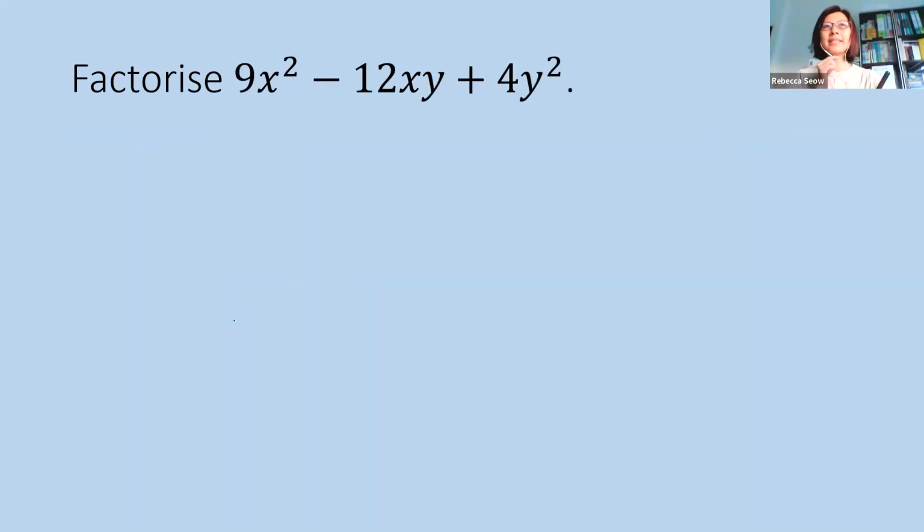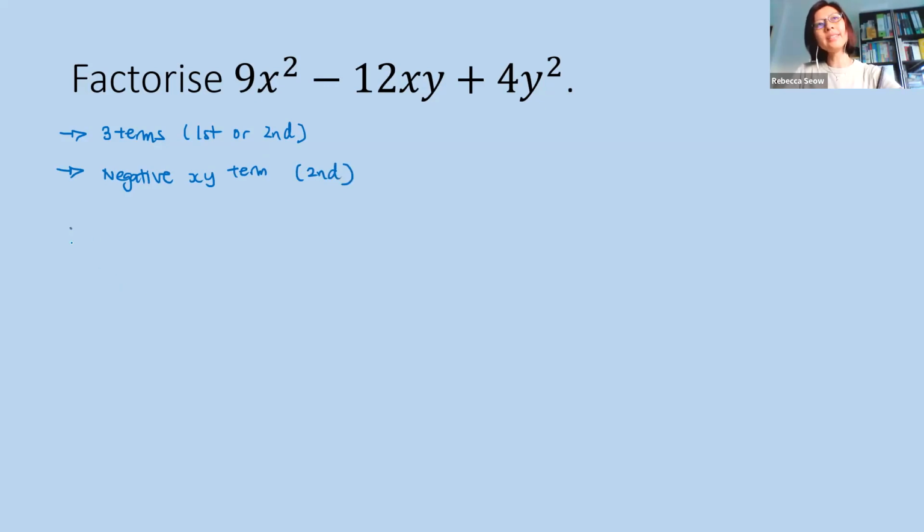Next question, how many terms? 3 terms. Okay, so an observation, 3 terms. So we are looking at the first or the second identity. And the middle term in this case is actually an xy term. Xy term is negative. So we narrow down our search to the second identity. Now, second identity is written as a minus b squared, which gives us a squared minus 2ab plus b squared. And in our question, if I were to write it down, it would be 9x squared minus 12xy plus 4y squared. Let's do a comparison now.